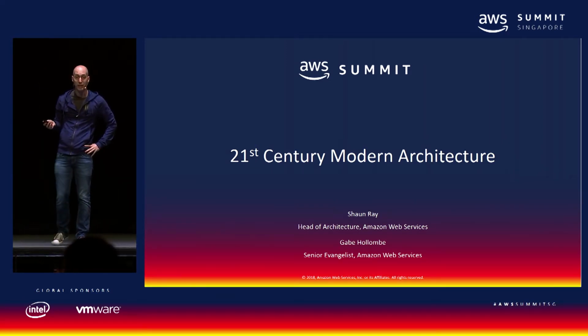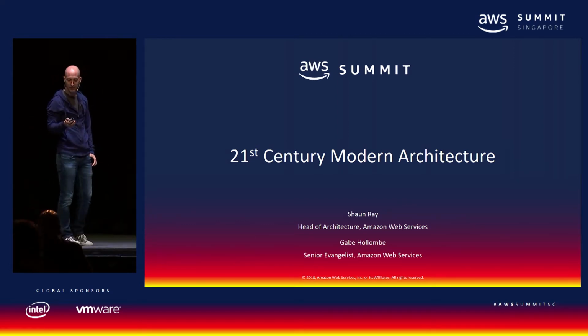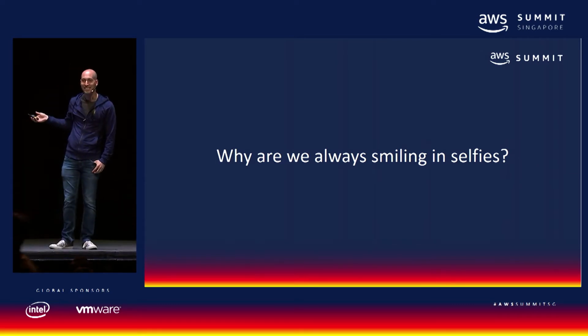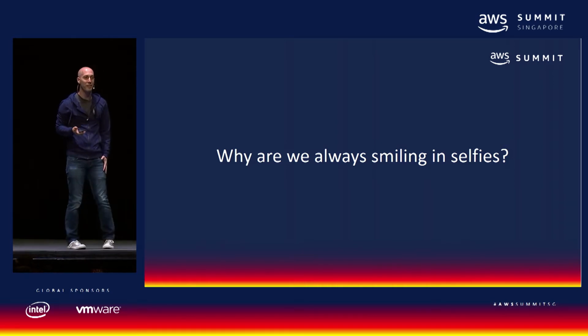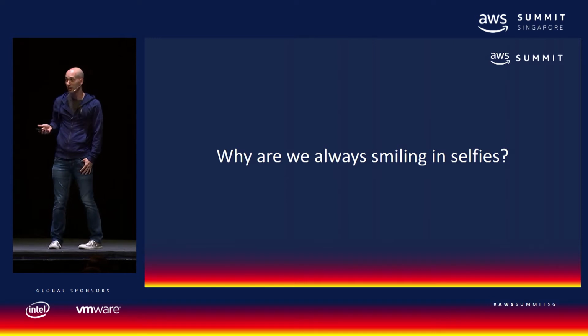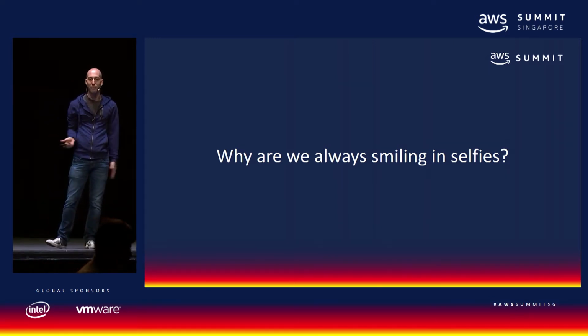I'm going to go pretty quick because I want to make sure to save time for the other demos we're going to show you. But before we get into it, I have a question for you. Why are we always smiling in selfies? I mean, the range of human emotions and experience is a lot more varied than just happiness. Sometimes we're sad. Sometimes we're angry. Sometimes we're confused. Sometimes we're just calm.